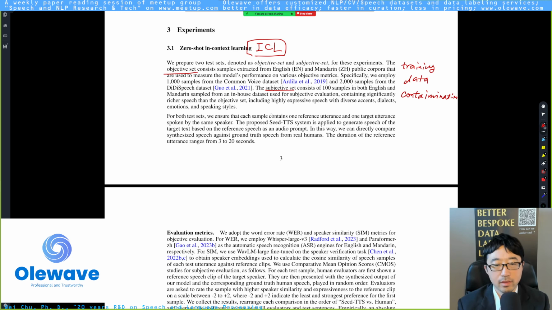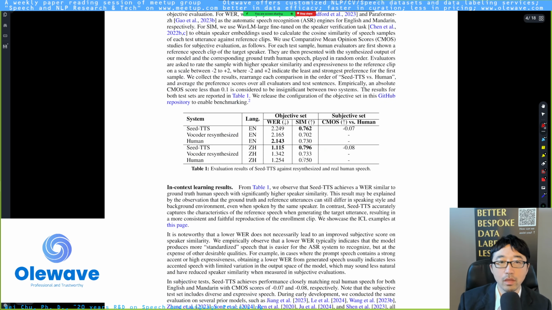The settings are standard, and then we look at the first table they talk about. SIM means the similarity to the target speaker, and this is for English, this is for Chinese. It's interesting that on the objective data set for English, the human speech works the best, but on the Chinese data, their Seed-TTS works the best for WER. But for SIM, it makes sense. Or it doesn't make sense.